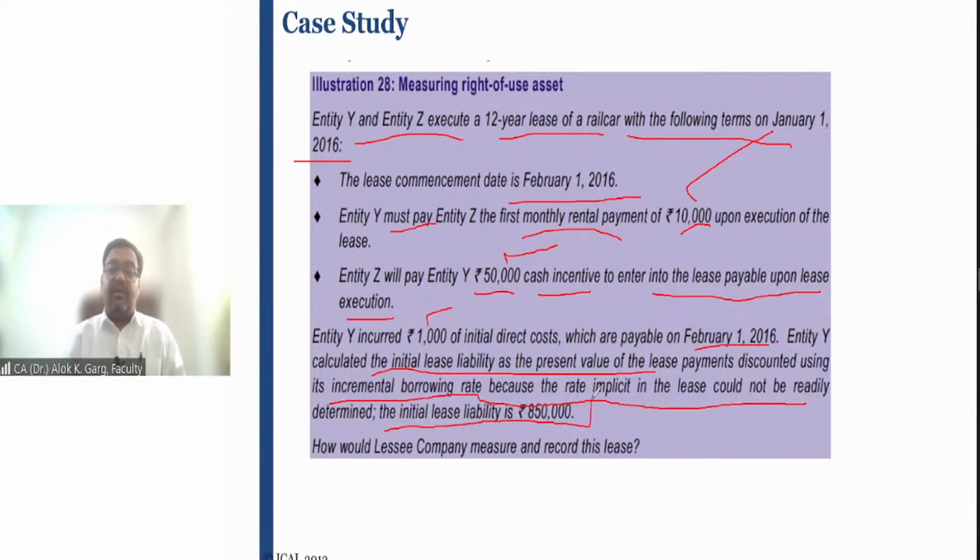And in the question, the present value of future lease payment is also given, right? So four facts are given in the question. Number one, present value of future lease rentals is given, which is 8,50,000, your lease liability. Number two, advance rent of rupees 10,000 is given. Number three, lease incentive of 50,000 is given. Number four, initial direct cost of 1,000 is given.